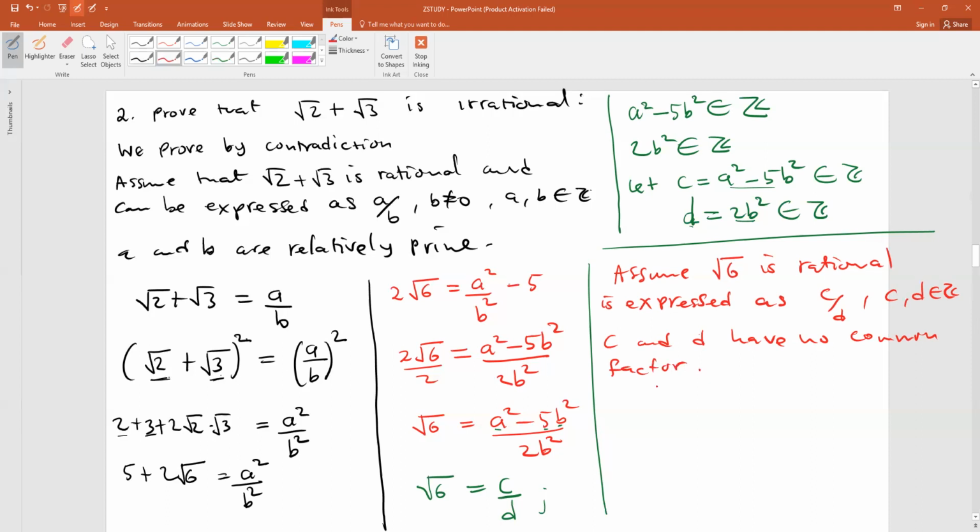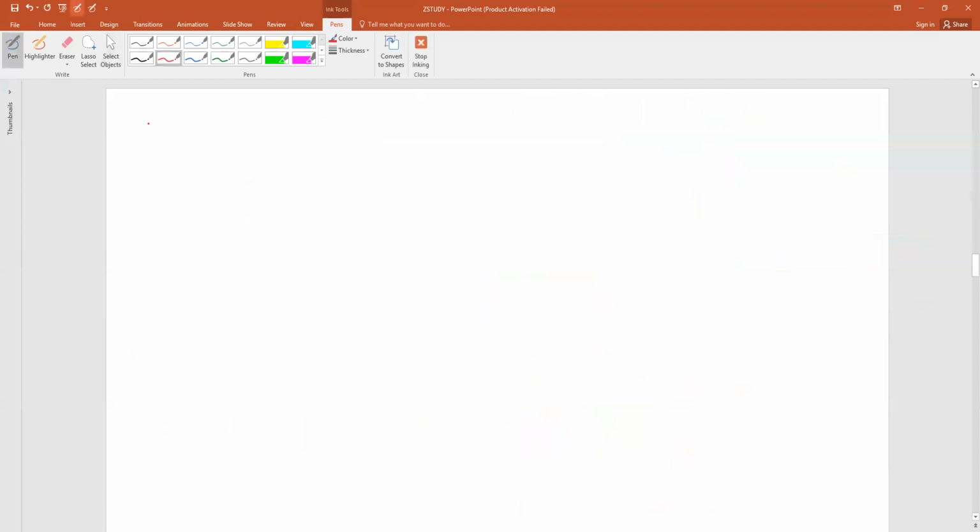Okay, so if c and d have no common factor, what you do now is we have that square root of 6 is equal to c over d. Then you square both ends, so that what you get is 6 is equal to c squared over d squared. Then you can have c squared is equal to 6d squared. This is the same thing that we had for equation 1. Remember, this is what we talked about in the previous question.